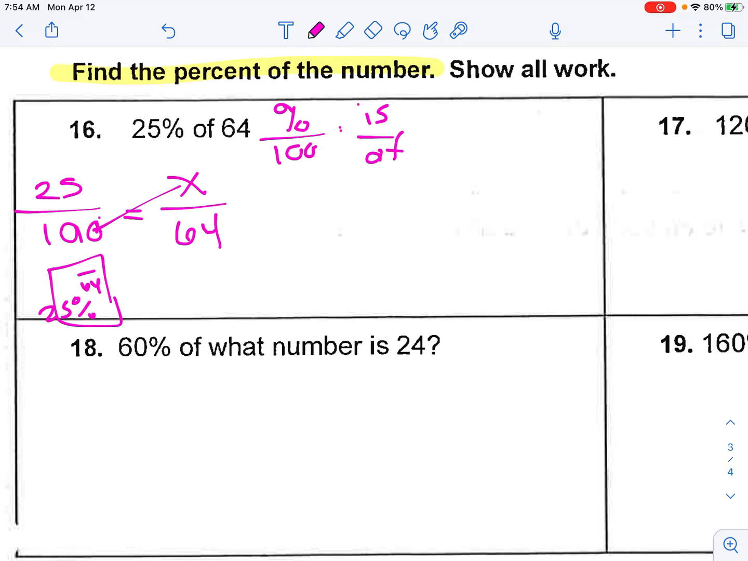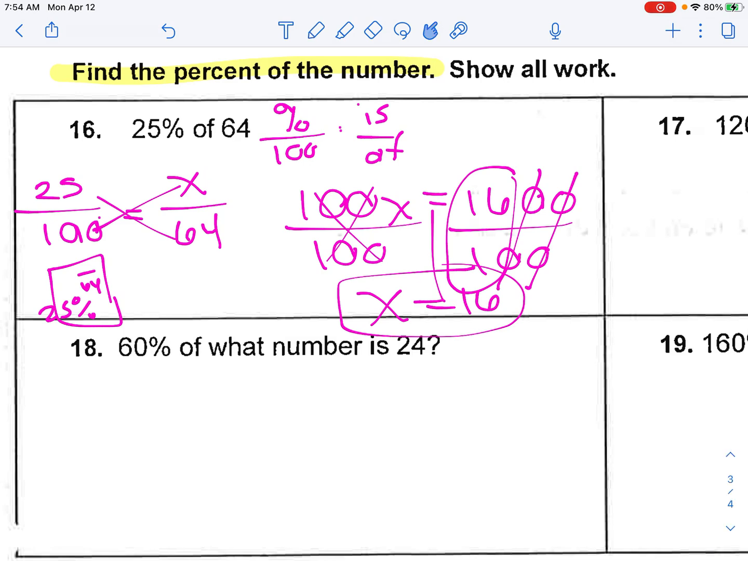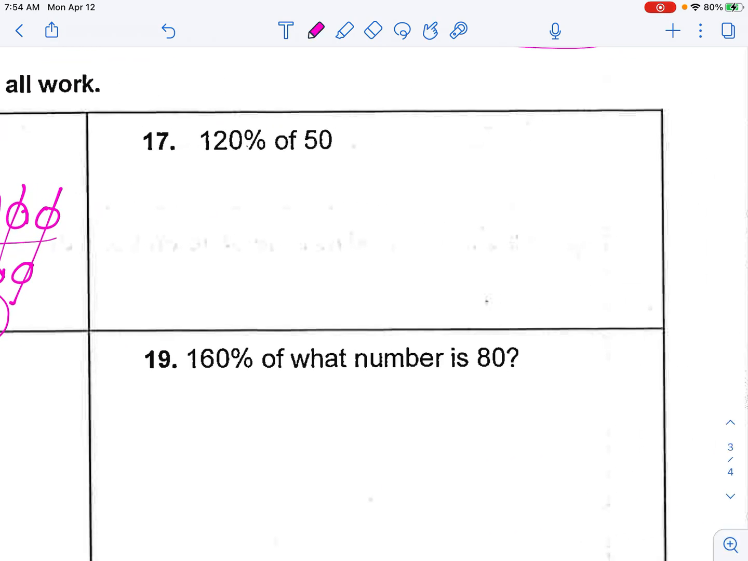So this is where we do cross products. 100 times x is 100x. Do cross products. 25 times 64 is 1600. Draw your mirror. Divide by 100. Left side cancels. Cancel a 0 pair. Cancel another 0 pair. We're down to 16 divided by 1 equals 16. X equals 16 would be your final answer on that one.